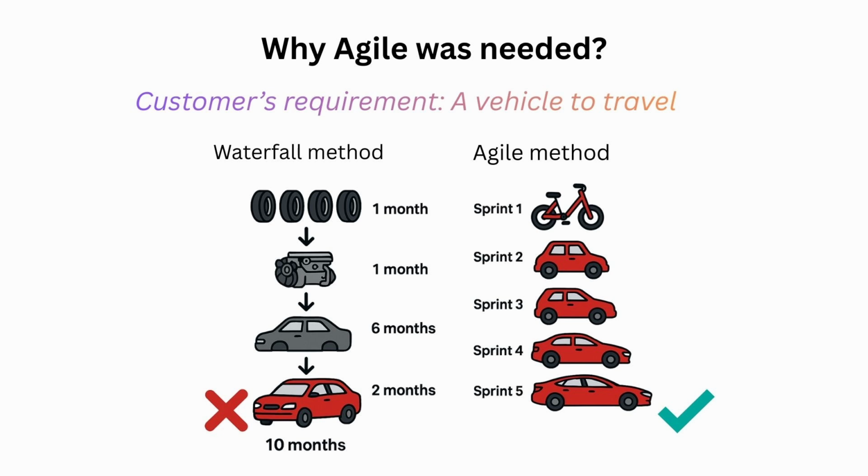In the first month, they built 4 perfect tires. In the second month, they crafted a powerful engine. By the 8th month, they had a sleek car body, painted and polished. Finally, in the 10th month, they delivered a shiny red car.